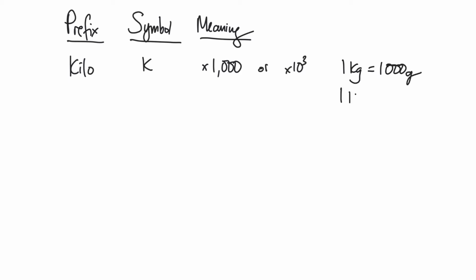If you had a kilometer, that would be 1,000 meters, and so on. So if you had something like 3,500 candela, that would be 3.5 kilocandela. So candela was one of those weird SI units we saw in last week's lecture. So kilo makes things larger.